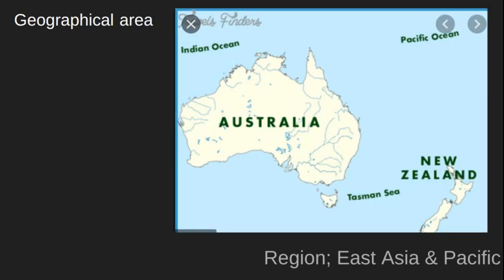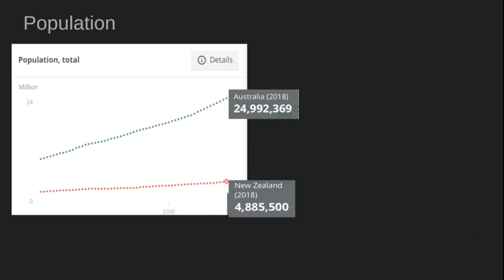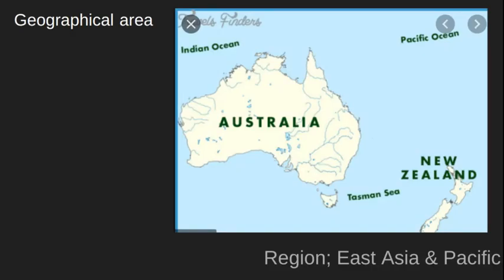Even though Australia and New Zealand are in the same region, they both have contrasting populations and they are both in the same area, as you can see. Australia's is 25 million, while New Zealand is barely 5 million. It might have to do with the fact that Australia is much bigger than New Zealand, but still.